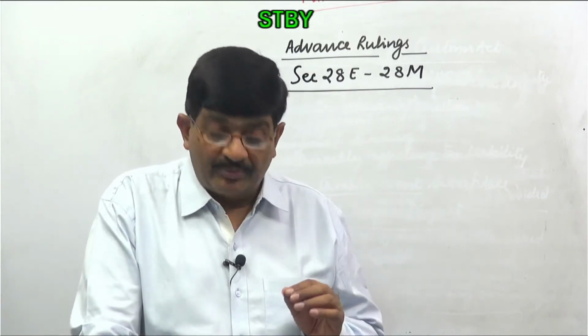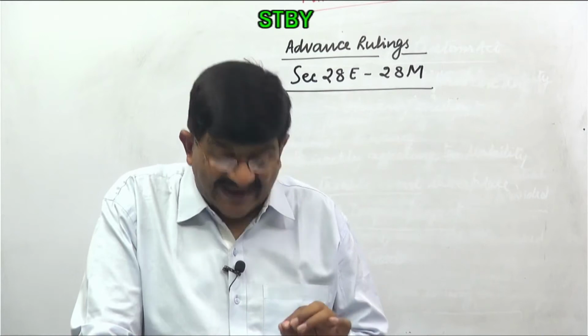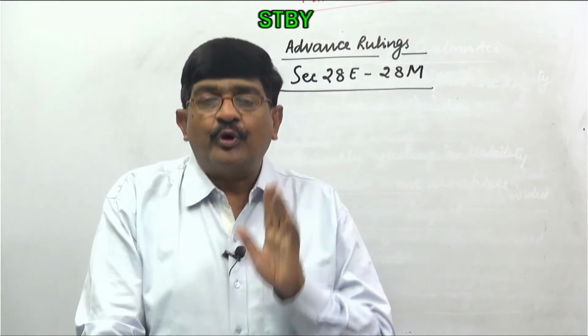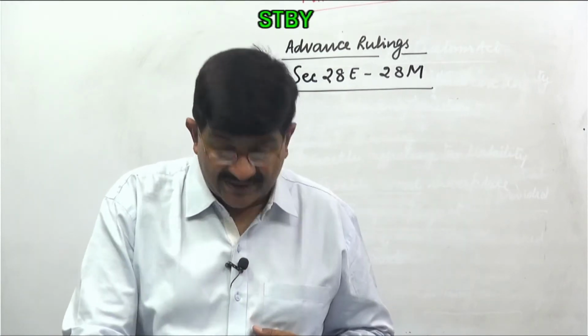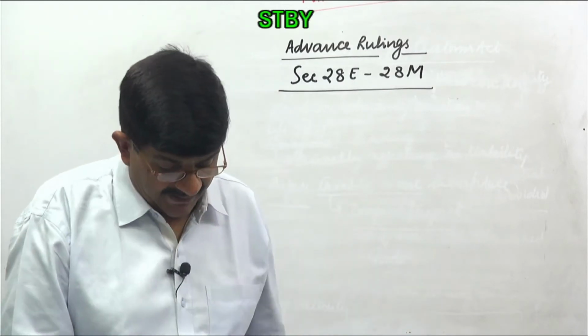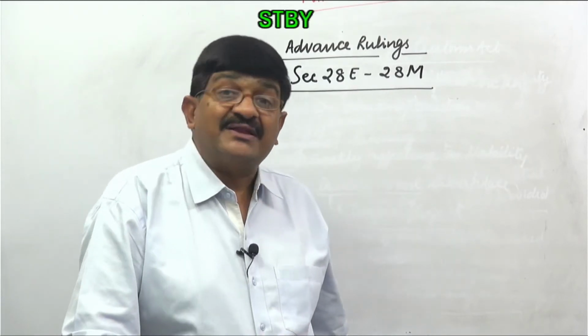28G is already omitted, so we are not talking about. 28H, this is very important section, and actually if I tell you correctly, this is the crux of the entire chapter. Application for advance ruling. Which are the subject matters?